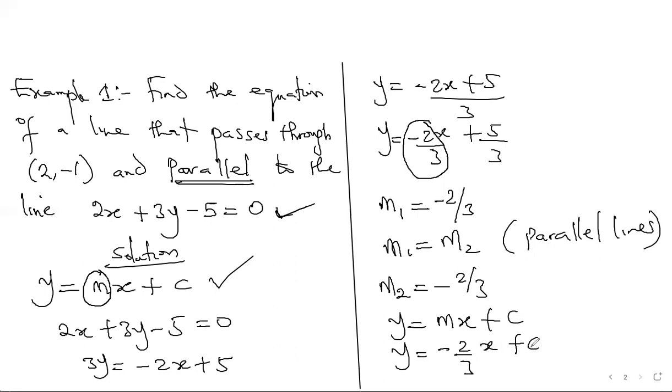So how do I get c? I know m, I need to calculate c. If I substitute this coordinate in this equation, so anywhere I see y, I put minus 1, and x, I put 2, I should be able to calculate c. Okay, so y equals minus 2 over 3x plus c.